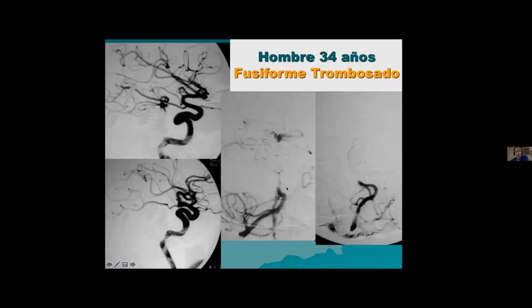This is the control. You see the basilar trunk, the coil, and the collateral circulation here. And this is the total cure of this aneurysm.